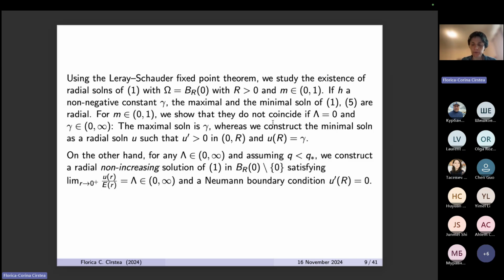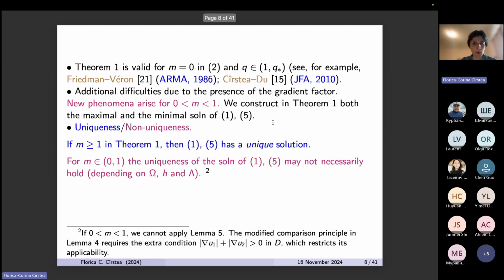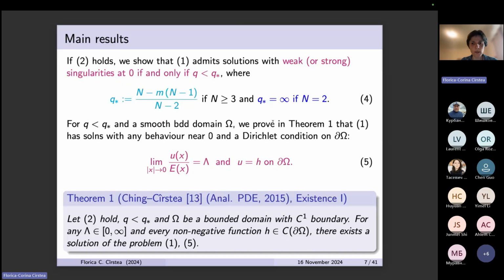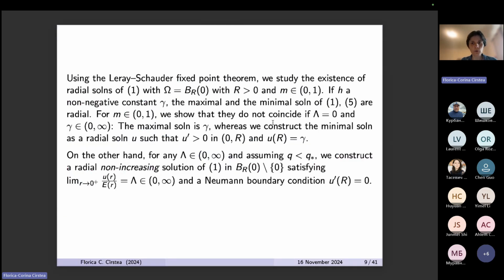We are proving, first, we have two existence results. One of them is the theorem, but we also consider the case of domains which are balls, open balls centered at 0 with radius r, with m between 0 and 1, and we proved by the Leray-Schauder fixed point theorem the existence of radial solutions. It's quite technical, so I won't show the details in this talk, but they can be found in this paper in Analysis and PDE in 2015. But just mentioning that we also do a separate study for radially symmetric solutions.